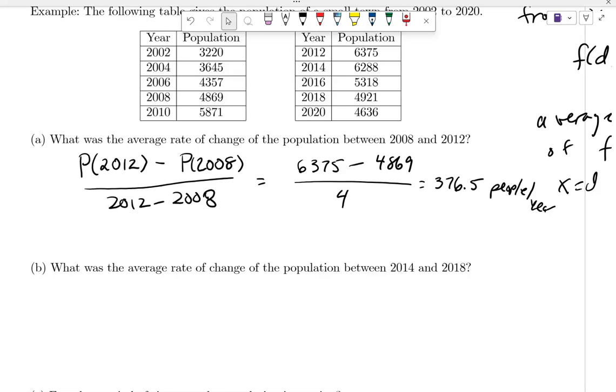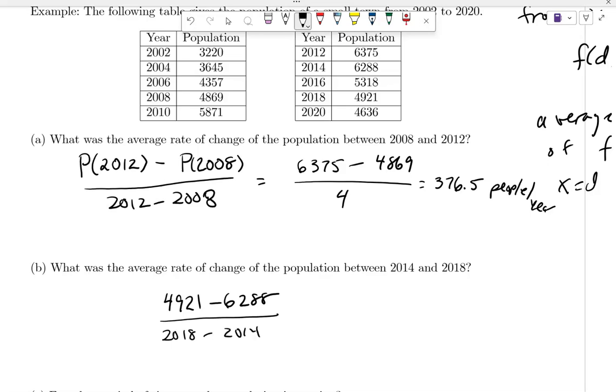Not everybody all at once. What number is going to go in the numerator? Good. And? Good. Okay, so the numerator is, we want to end in 2018, so we're using the output in 2018, the 4921. Started in 2014, so the output was 6288 there. What goes in the denominator? 4. Yeah, we're doing the 2018 minus the 2014, right?